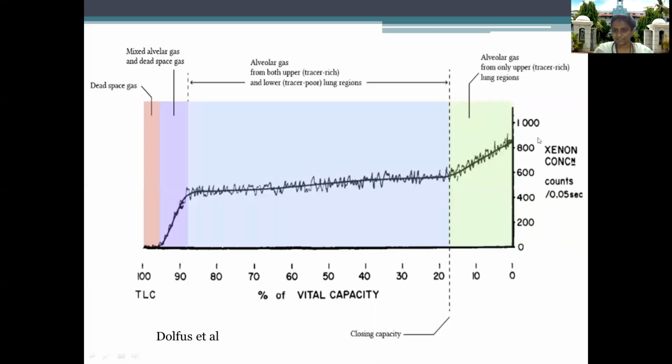As phase 4 begins, we notice that suddenly there is an increase in the level of tracer gas. This is because at this dotted line, the patient reaches his residual volume. Beyond this, all the lower alveoli have closed, meaning that the tracer gas rich air from only the upper alveoli is being measured beyond this point, which would indicate why there is a sudden increase in the concentration of bolus gas. This dotted line or point represents the closing volume.